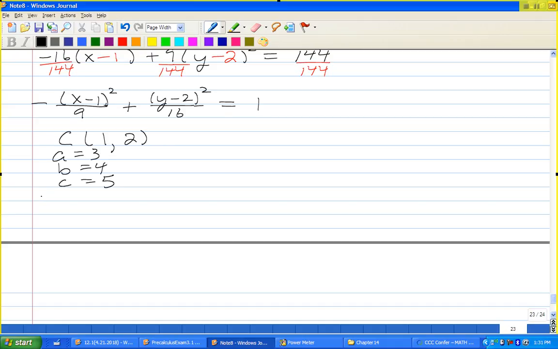My vertices. The y in front of the y squared is positive, and so my vertices are at (1, 2 plus or minus 4). Foci: (1, 2 plus or minus 5). Asymptotes: y minus 2 equals plus or minus 4/3 (x minus 1).